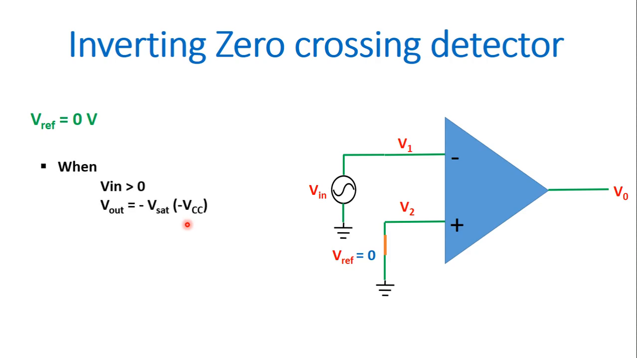Second condition: when Vin is greater than 0, output voltage is equal to minus V saturation or minus VCC. Because Vd is equal to V2 minus V1, and Vd is equal to V reference minus Vin. Now V reference is 0, so we get Vd equal to 0 minus Vin. Here Vin is greater than 0, that means Vin is positive, so Vd will be negative. Therefore the output voltage will be negative, and we get V out equal to minus V saturation.